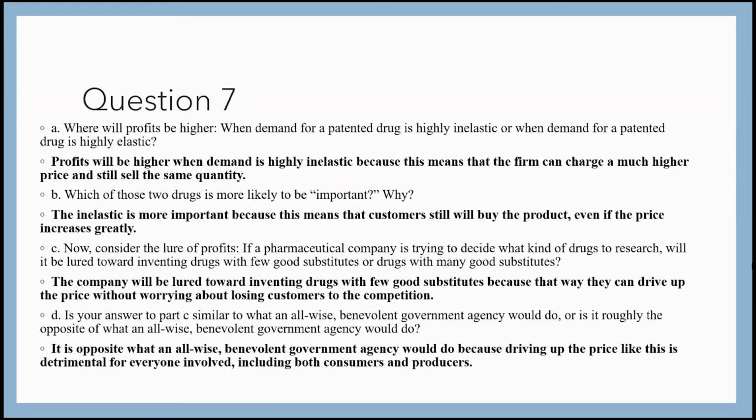Now, if a pharmaceutical company is trying to decide what kind of drugs to research, they will want to invent drugs with few good substitutes, because that way they can drive up the price without worrying about losing customers to competition. And this answer in part C is opposite of what an all-wise benevolent government agency would do, because driving up the price like this is detrimental for everyone involved, including both consumers and producers.